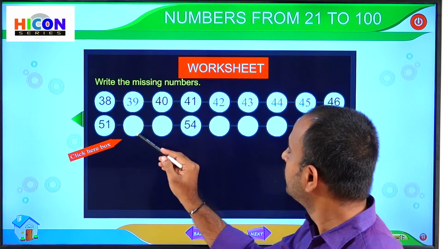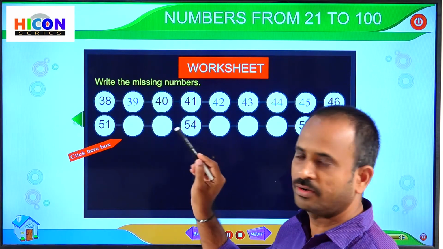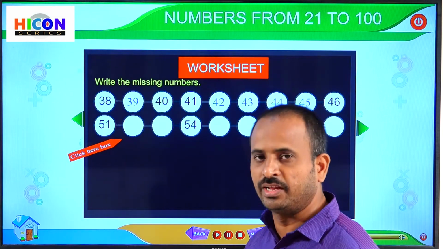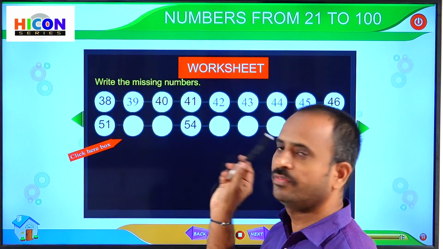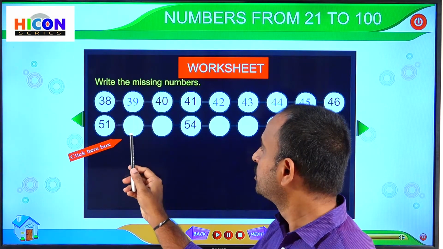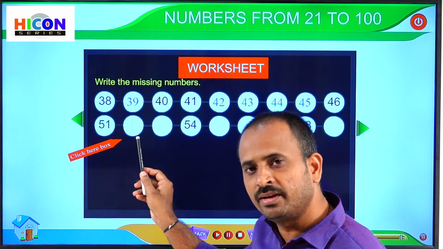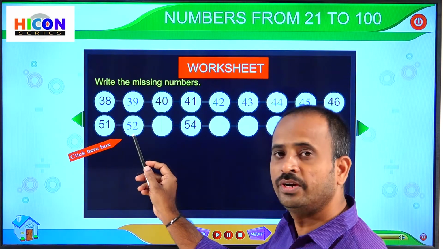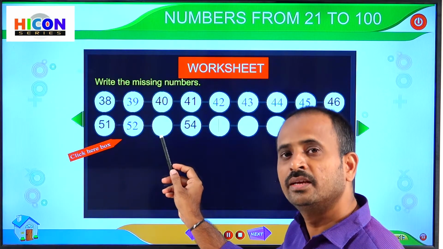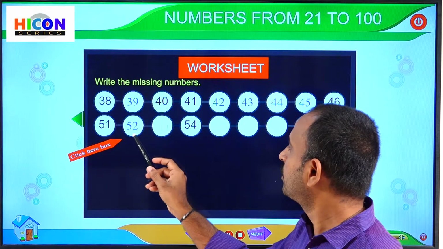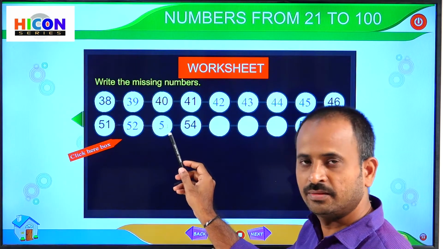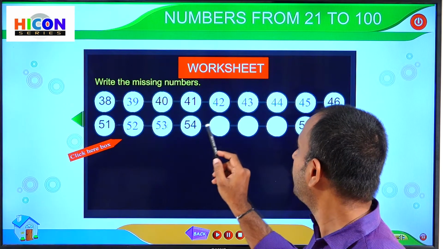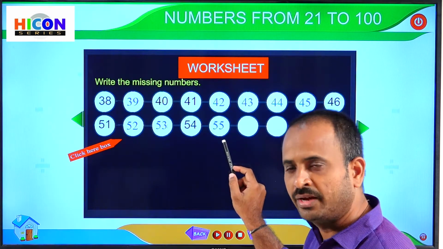So that means we have to fill the missing numbers in the second row. What is the first number in the second row? 51. So start from 51 and write the missing numbers in the given row. After 51, children, what number will you get? After 51 comes 52. Very good. Write 52. And after 52, we will get 53. After 53, we will get 54. After 54 comes 55. Very good.